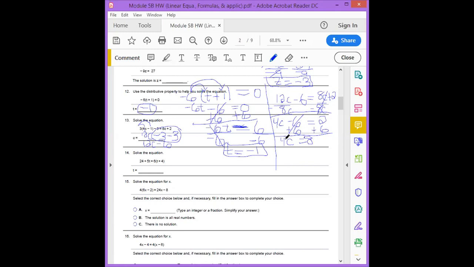And now the last step. Remember, this is 4 times c, though the opposite of multiplying by 4 would be to divide both sides by 4. We're dividing on the left and the right side by 4. 4's will cancel on the left side. C equals 8 divided by 4, or 2. That's our solution. This was number 13.